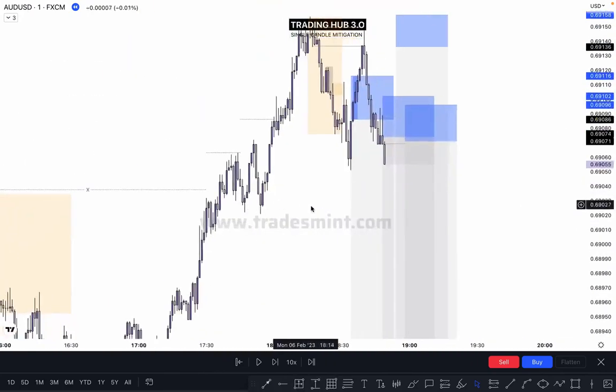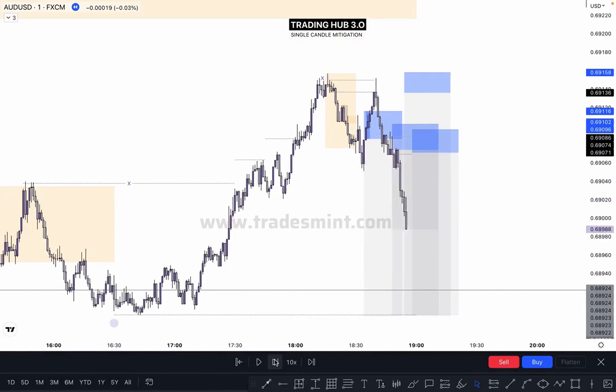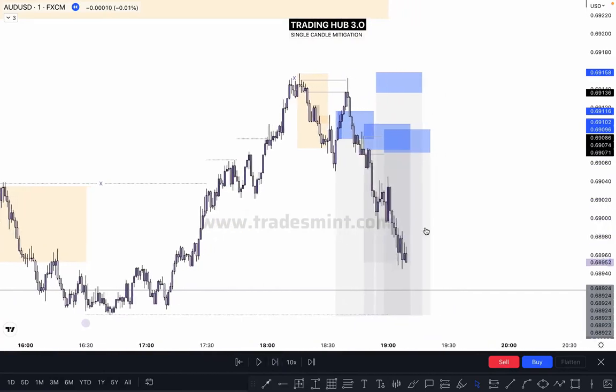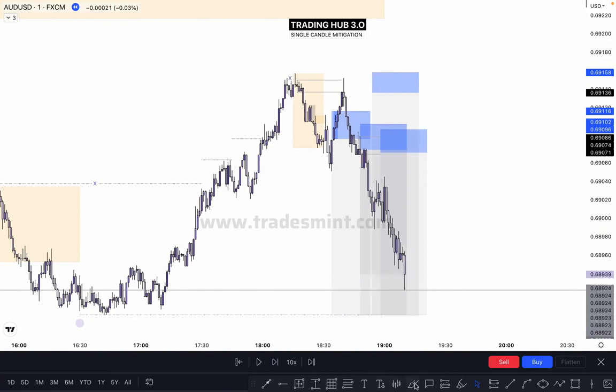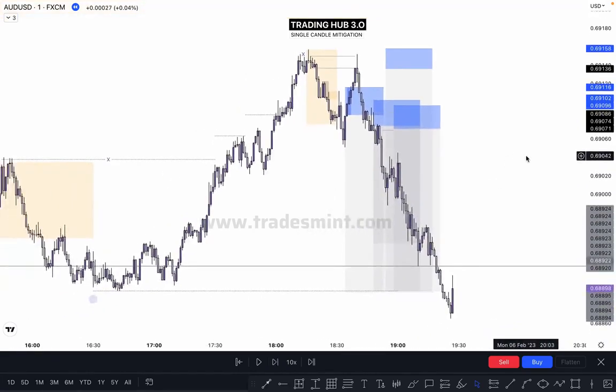Okay, so let's see what happens next after this one. Okay, market mitigates this one and continues pushing downside, and again market has taken out the liquidity, which is here, as you can see here, previous high taken out and pushed downside, right? Again single candle mitigation, you can take entry here. Okay, so let's see again what happened here. All right, okay, so finally market hit our target point here.